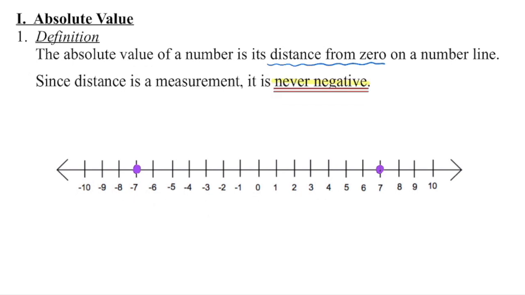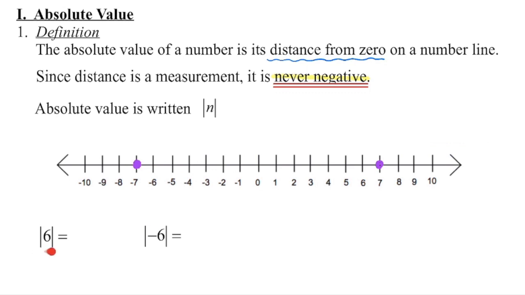We're always taking the positive value because we're asking how far is it from 0, not in what direction we are moving it. We use this bar notation to represent absolute value, so we would read this as the absolute value of n. This inside is what we call the argument. So the absolute value of 6 is 6. This just means that we're 6 units away from 0. The absolute value of -6 is also going to be 6. We are 6 units away from 0.